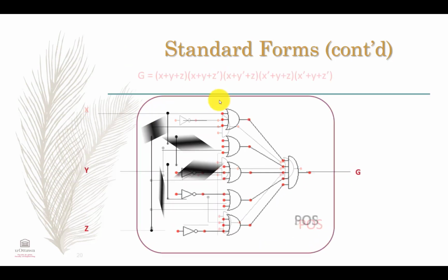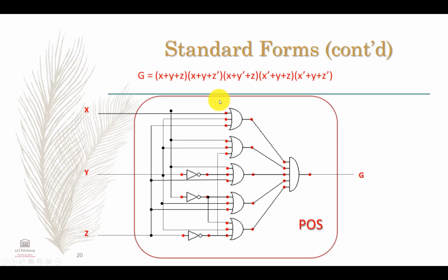When it comes to the product of sums, we will do the opposite. What we will do first is OR all the terms. Then after that, we will product them at the end with the AND.